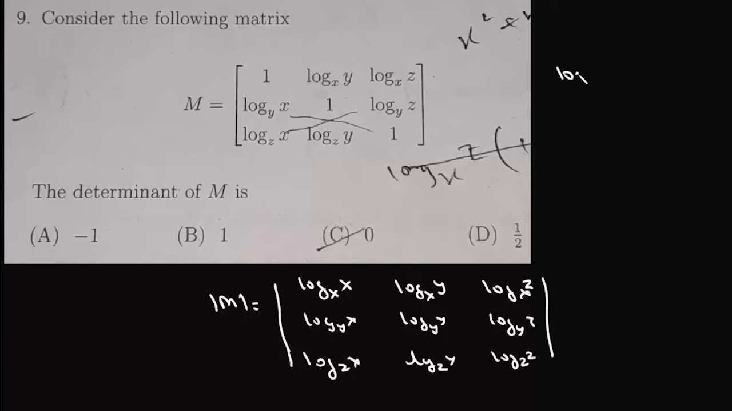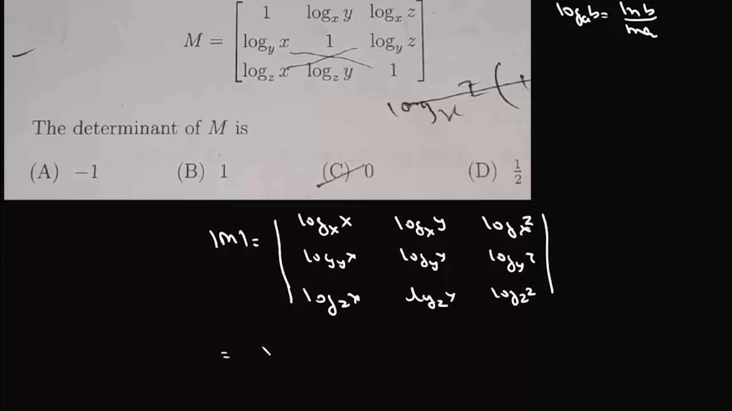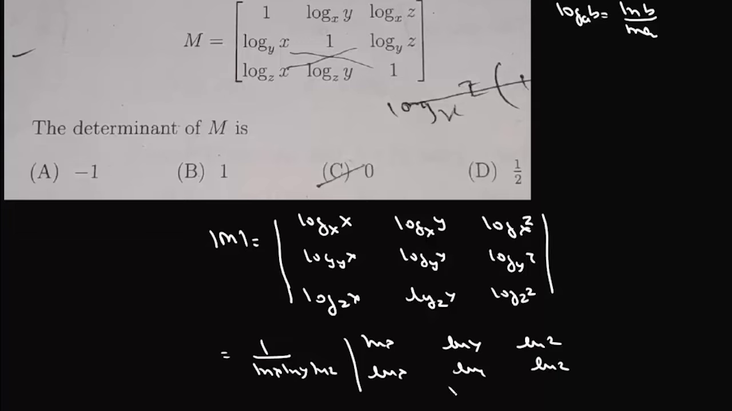Now we know that we can write log b base a as log b upon log a. So here we'll take 1 upon log x common, and here we'll take 1 upon log y common, and here we'll take 1 upon log z common. Then we can write 1 upon log x, log y, and log z, and here will be log x, log y, log z, and here also will be log x, log y, log z, and log x, log y, and log z. And basically the value of this determinant is 0, and that's your option C.